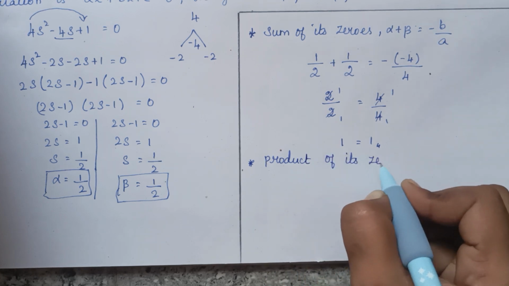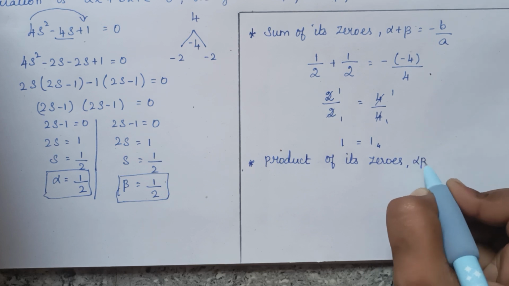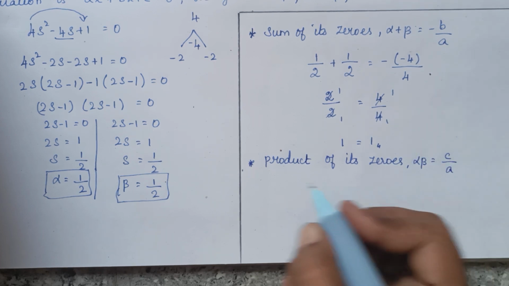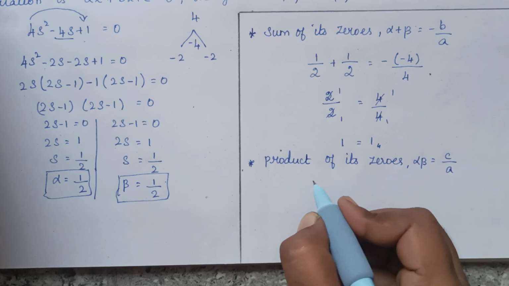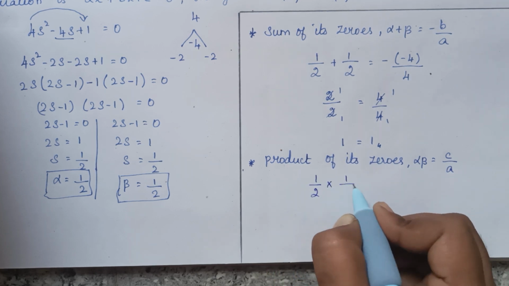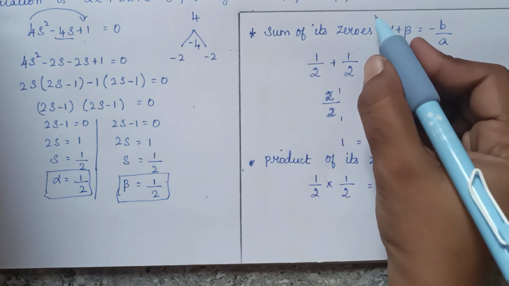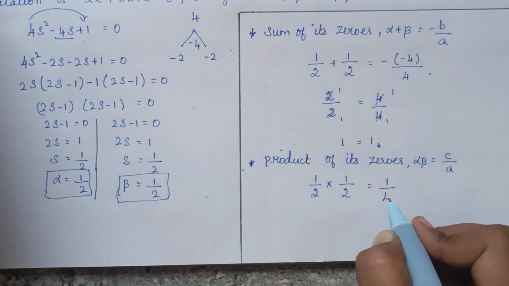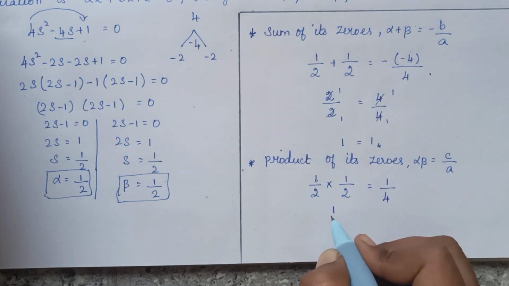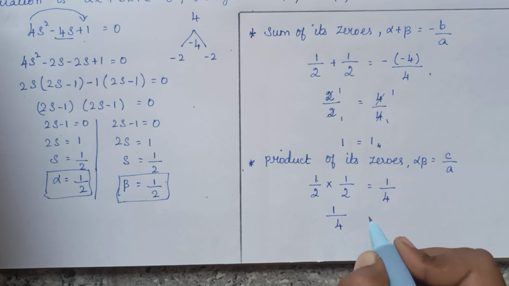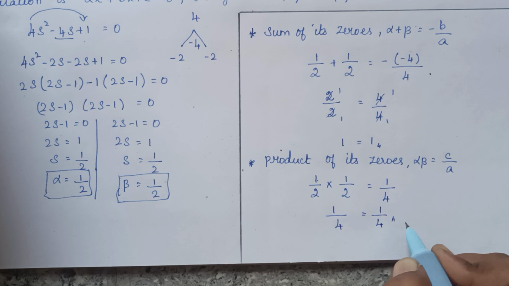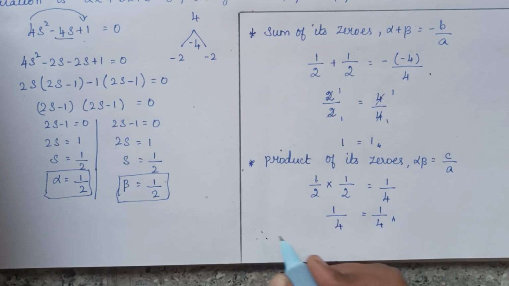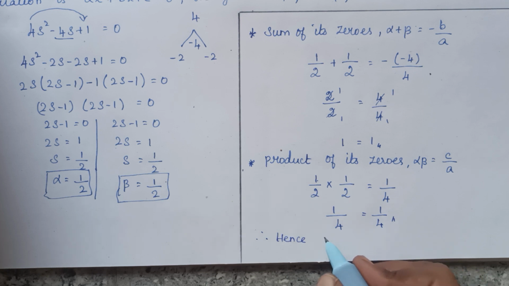Product of its zeros, that is alpha into beta is equal to c by a. So alpha is equal to 1 by 2 into 1 by 2 is equal to c by a. So the value of c by a is equal to 1 by 4. Now multiply directly. 1 1s are 1 divided by 2 2s are 4 is equal to 1 by 4. So both the answers are equal. Therefore, hence it is verified with the relationship of its zeros. Hence it is verified.